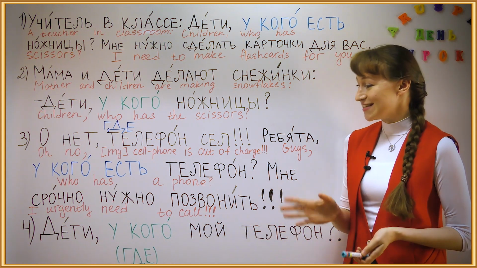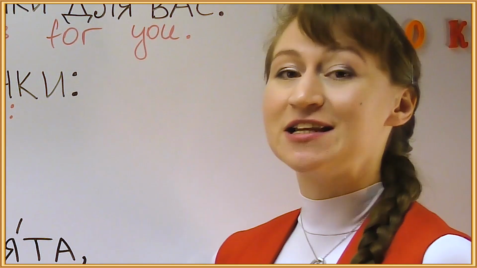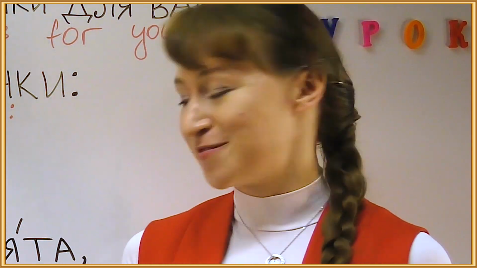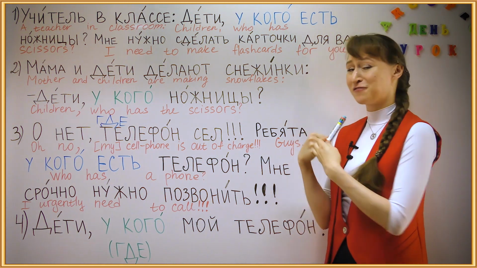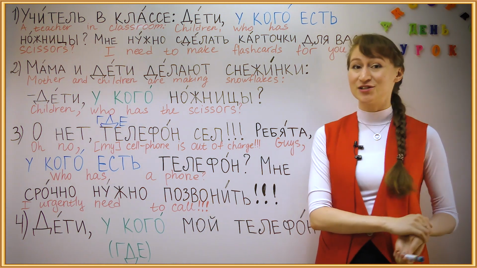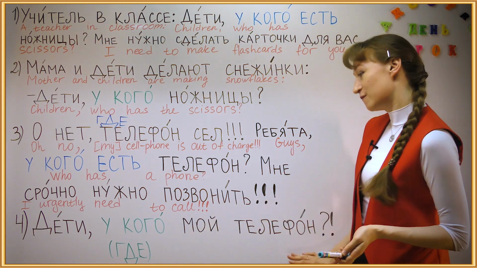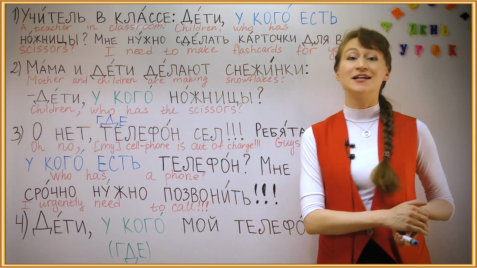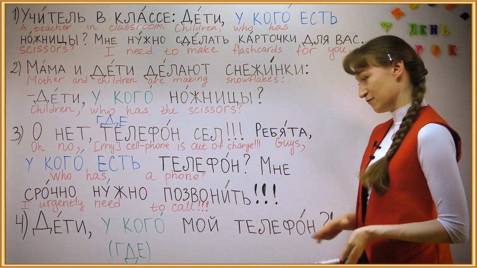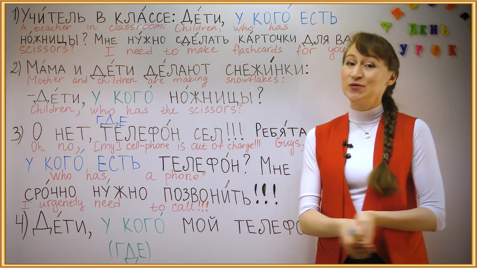Okay, and the fourth example. Дети, у кого мой телефон? A father may ask when children have taken his phone and he doesn't know who has it. So, у кого мой телефон? Who has my phone? Also, we can ask где? Где мой телефон? No есть here. I hope you got it.